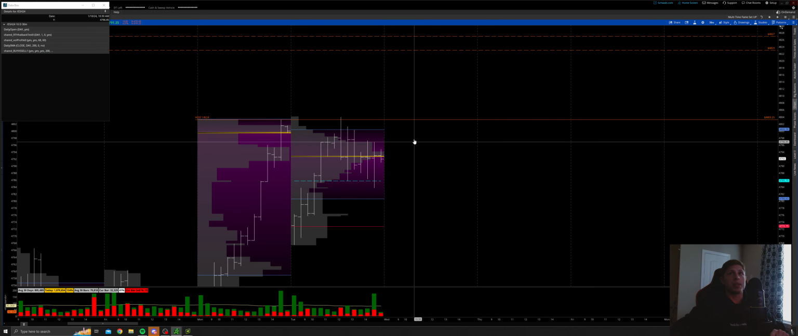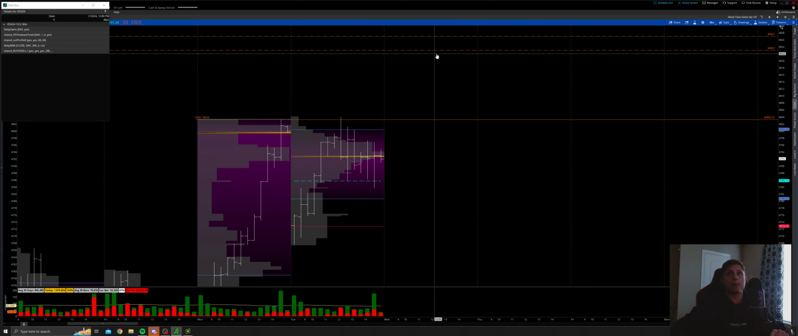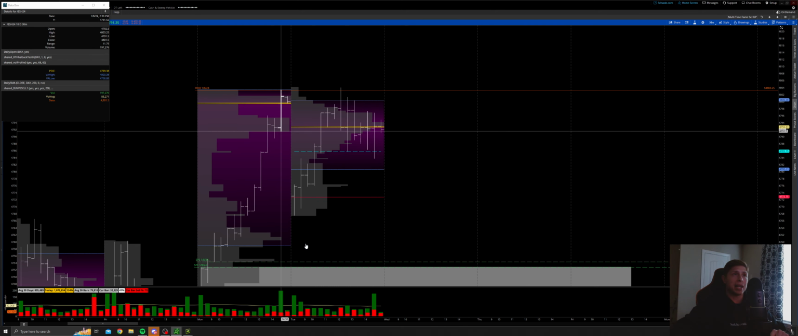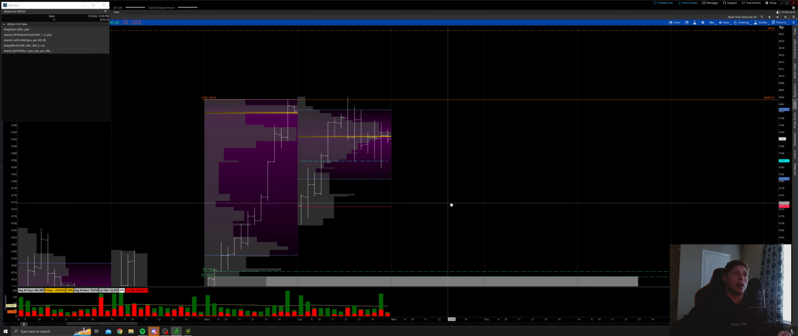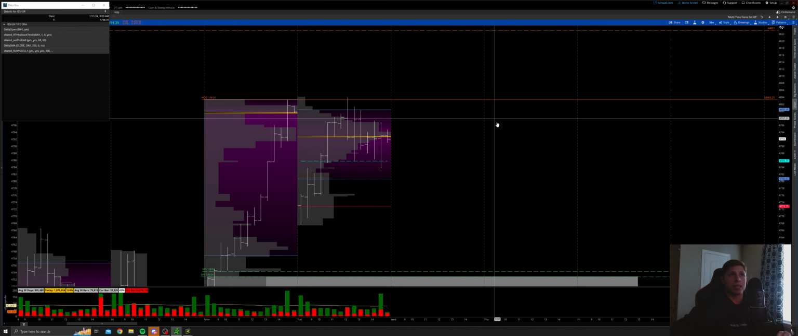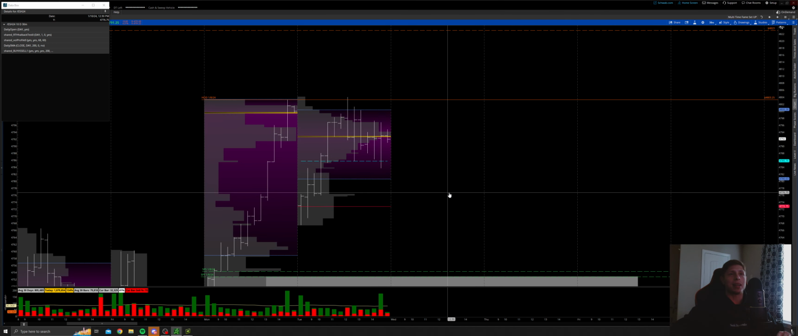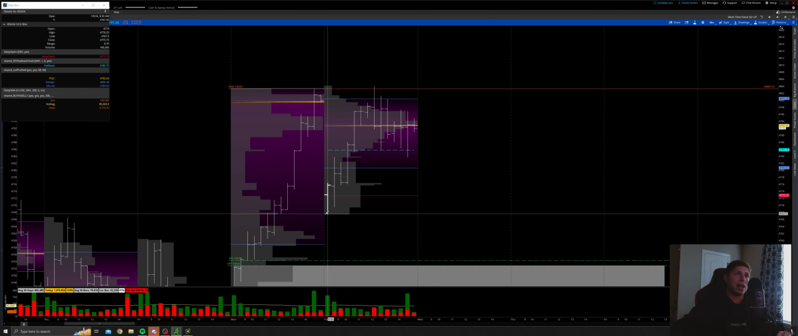Lack of would be taking it out, maybe getting up to just missing 48.23 and then rolling back over and closing back inside of today's range. That would be a lack of continuation, or even just taking it out, getting up to 48.15, rolling back over. Whatever the case, coming back inside and closing inside of today's range would be the lack of.